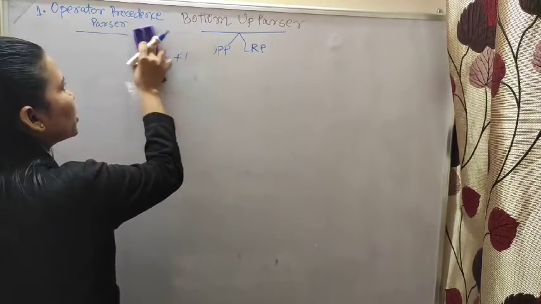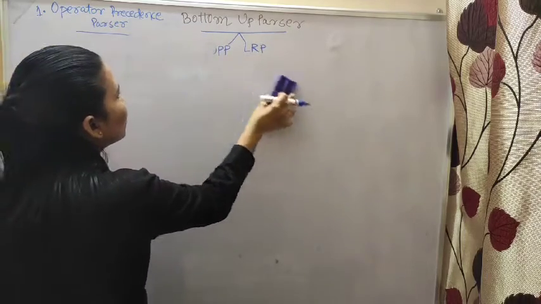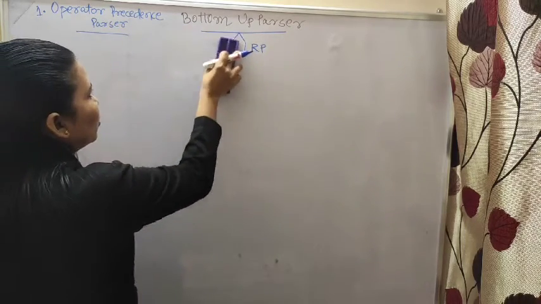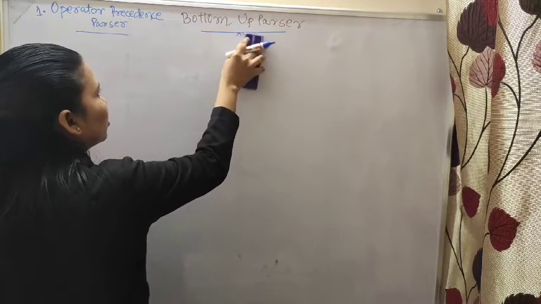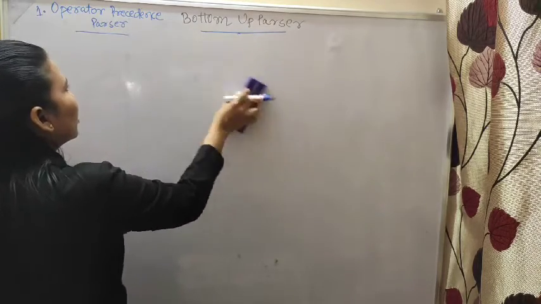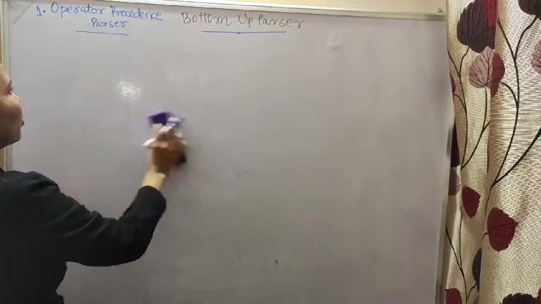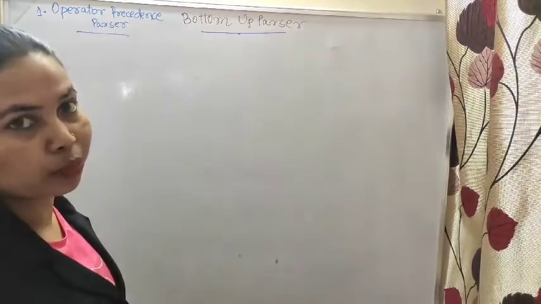In operator precedence parsers, we will construct an operator relational table and an operator functional table, and a graph also for checking.